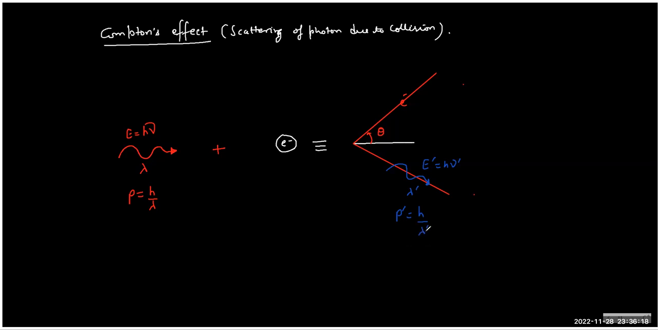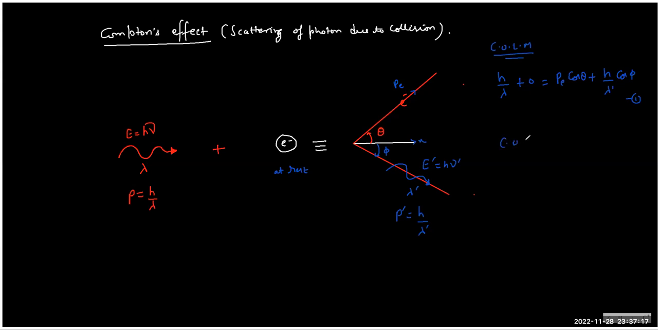In any collision, what do we conserve? In any collision, we conserve the momentum. So from conservation of linear momentum, if I choose this as X axis, the initial momentum was along X. So along the x direction, the initial momentum was h by lambda, and electron having zero momentum because it was at rest. And after collision, electron will have momentum. So the x component of the momentum of the electron is p cos theta. And then we will have momentum for the scattered photon.